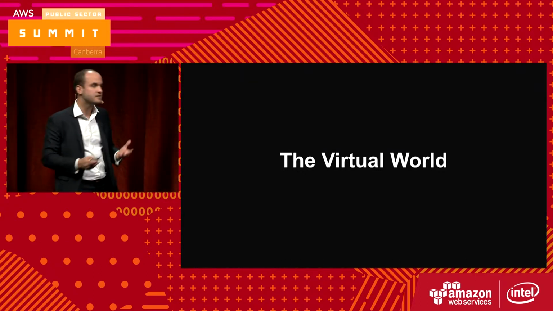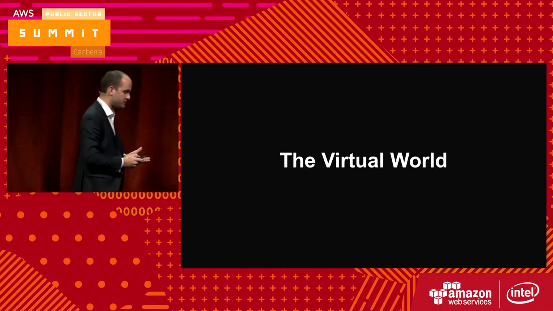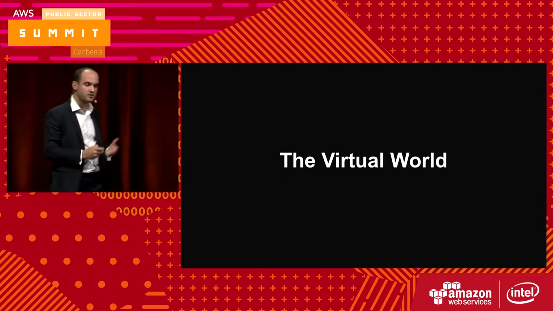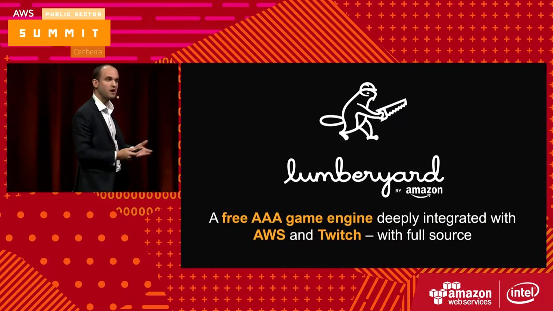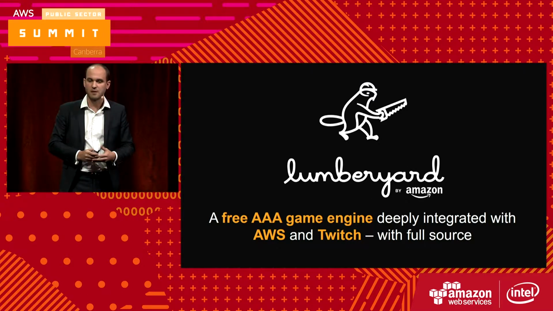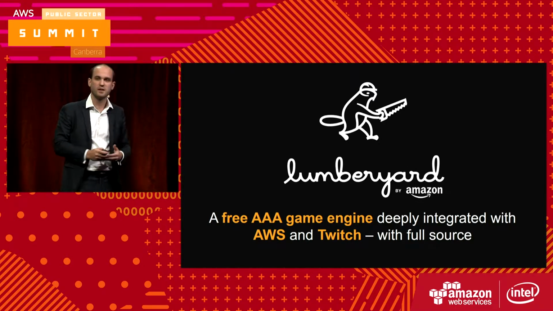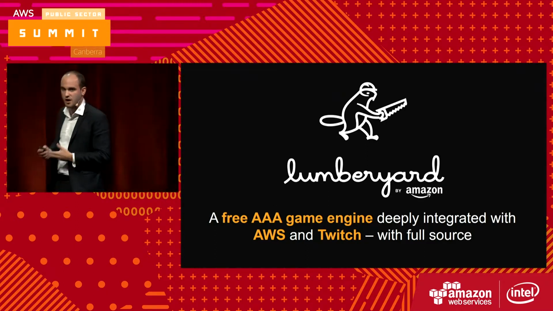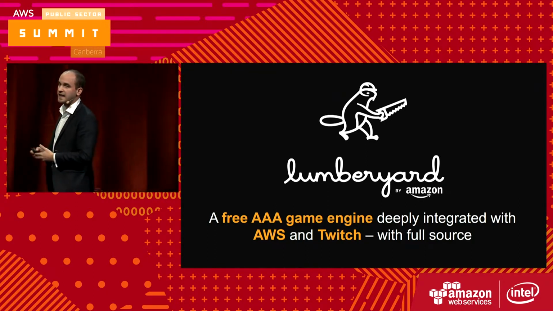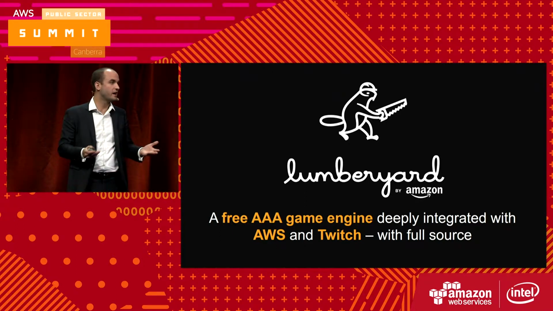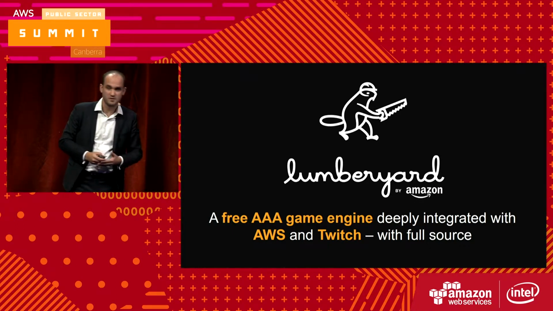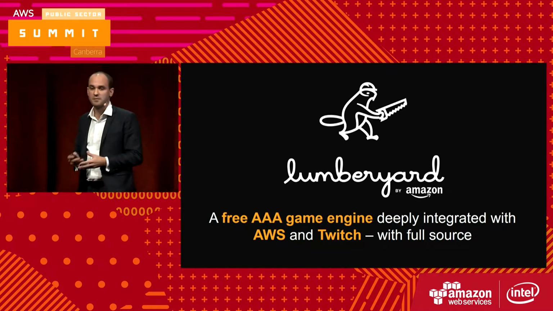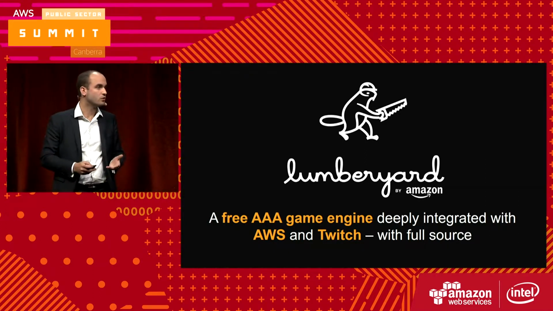Well, there are many different engines out there to create fantastic virtual worlds or games itself. Today, I want to use one engine that you might or might not have heard of. It's called Amazon Lambda. Now, Amazon Lambda is a AAA grade game engine that is deeply integrated, obviously, with AWS and also with Twitch. And by the way, it's free and it comes with the full source. So that's cool. So I'm going to use Amazon Lambda to create a virtual world.